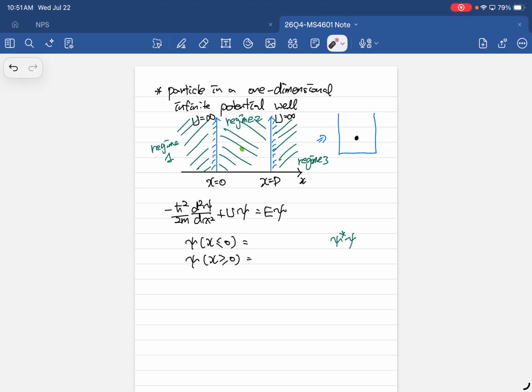So we already found the solution for region 1 and region 3, and then we have to find the solution for region 2. But for that, I guess we'll continue next Monday, right?